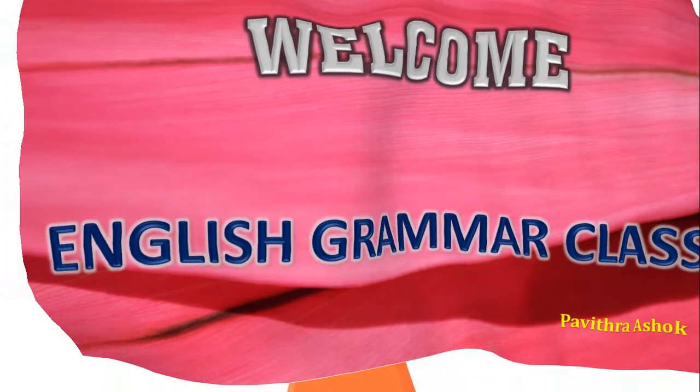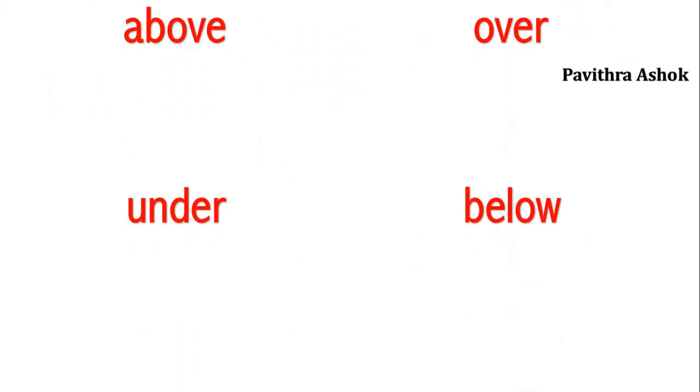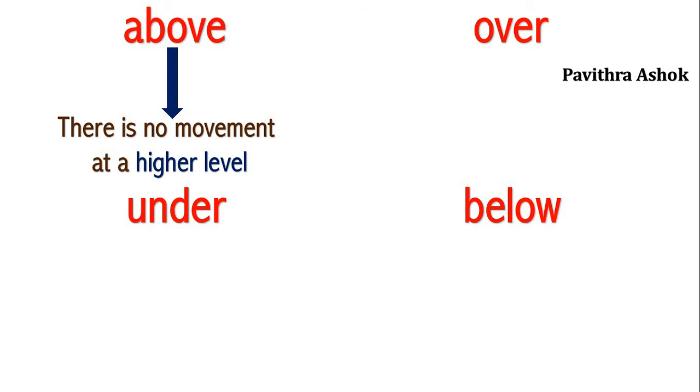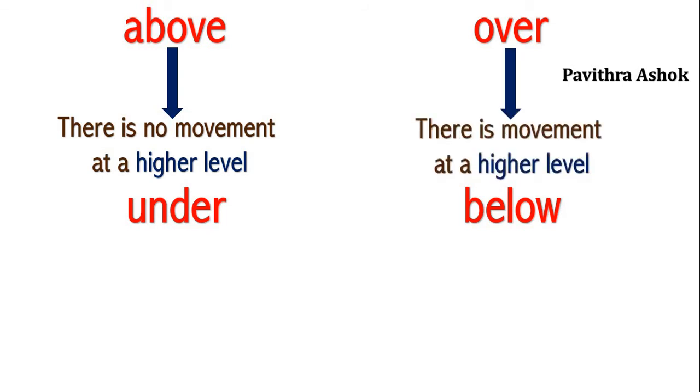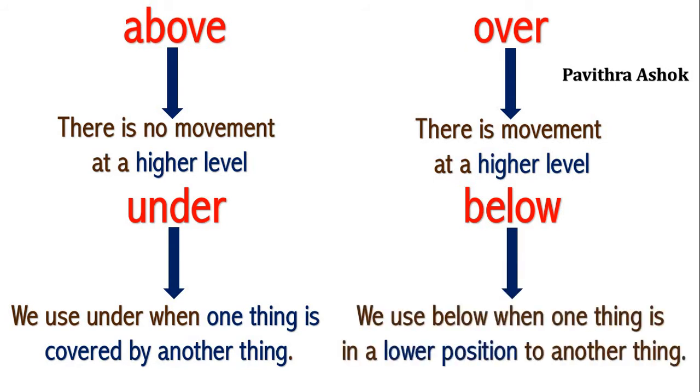In the previous session, we had discussed the difference between the prepositions above and over, below and under. We use above when there is no movement at a higher level. We use over when there is movement at a higher level. We use under when one thing is covered by another thing. We use below when one thing is in a lower position to another thing. We had discussed this with examples in the previous session.